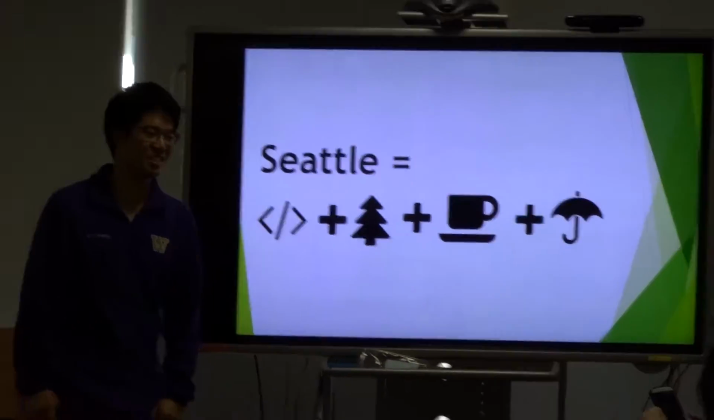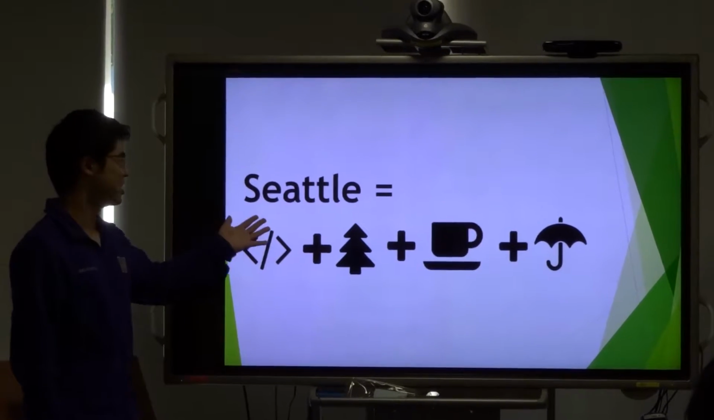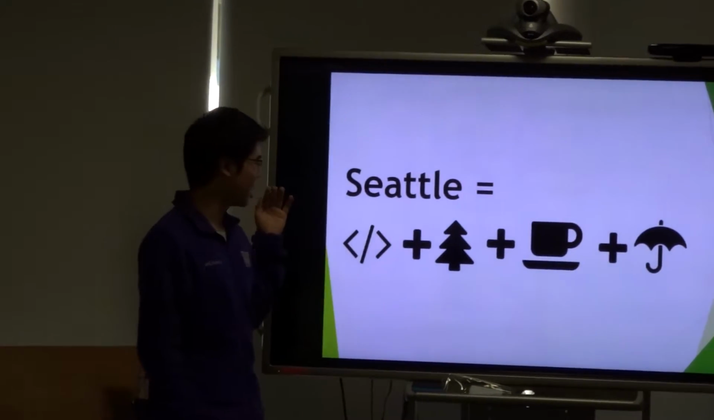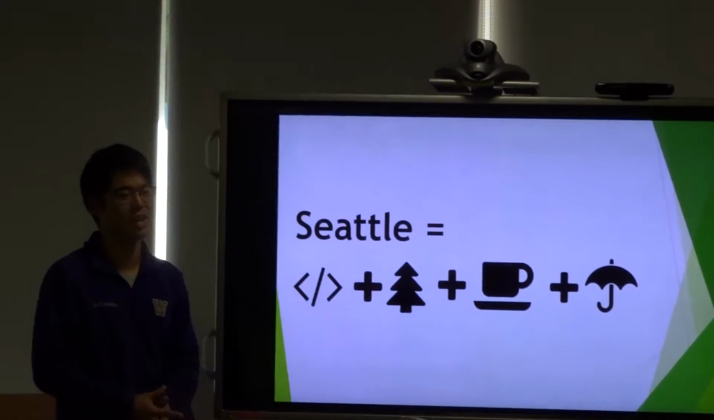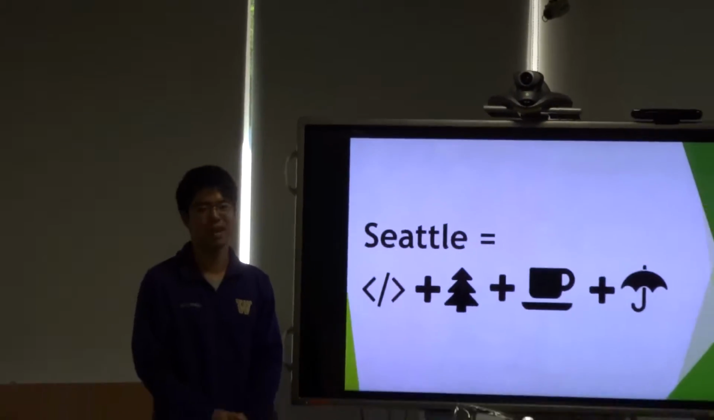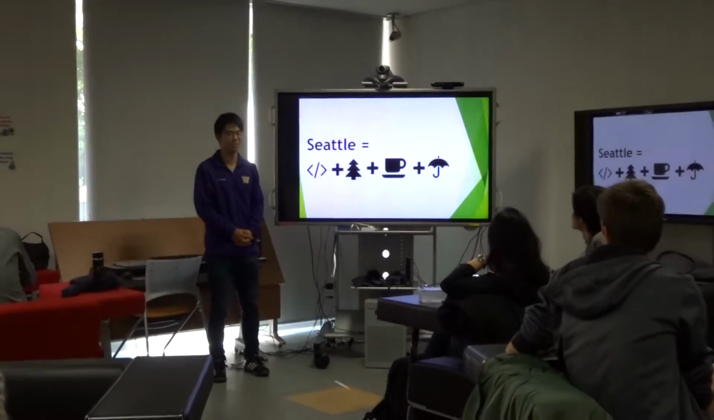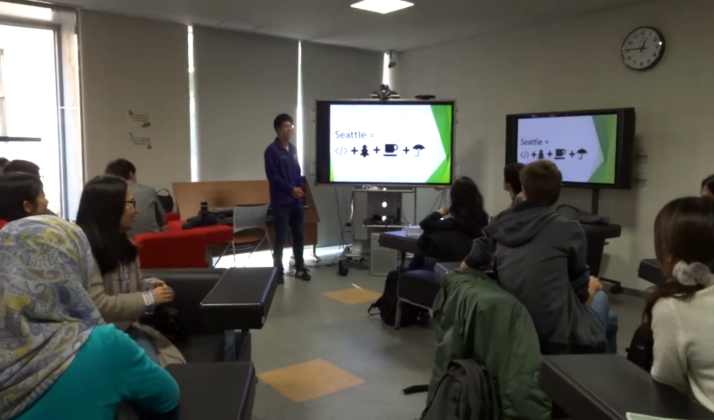So to sum it up, Seattle is basically engineering, nature, coffee, and rain combined together. It's a really wonderful place. And I hope you guys could come visit. And maybe if you come visit, I could take you around. But yeah, that's it for the presentation.